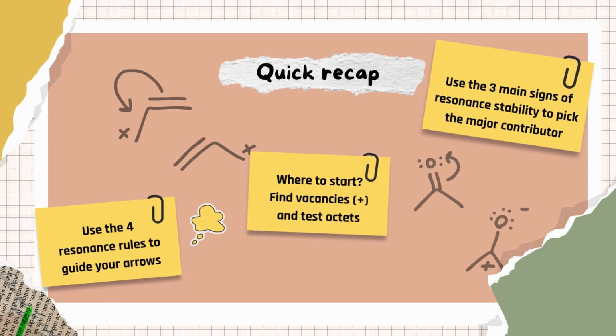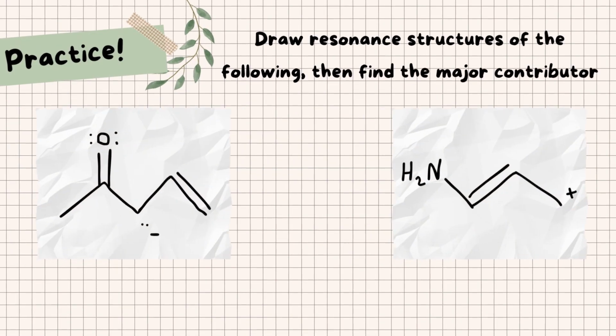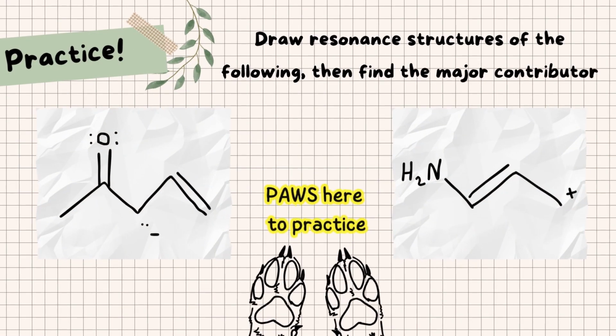So if you don't find this topic very easy, don't worry, it's not. So let's try to practice a little. All right, so draw resonance structures of the following, then find the major contributor. Sketch the Dog suggests you pause the video here to practice.